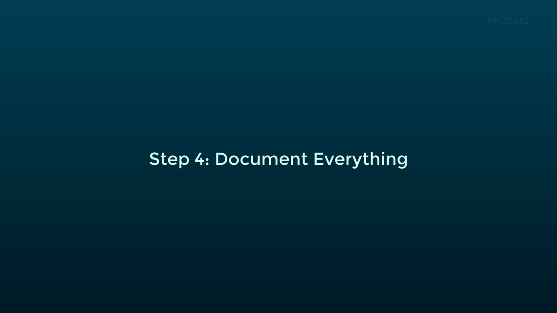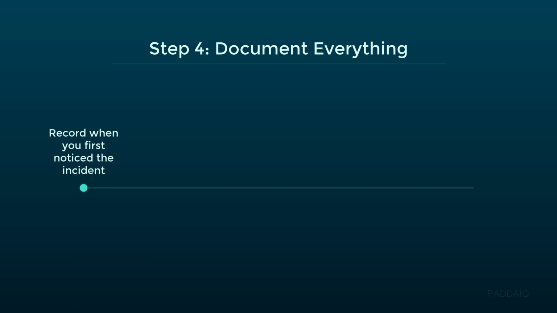Step 4. Document everything thoroughly and consistently. Record when you first noticed the incident. This means noting the exact date and time the problem started. For example, if an employee reports they cannot access the SAP system at 9:15 a.m., you write that time down immediately. This initial timestamp is crucial for tracking the issue's duration and is often the first question support will ask.